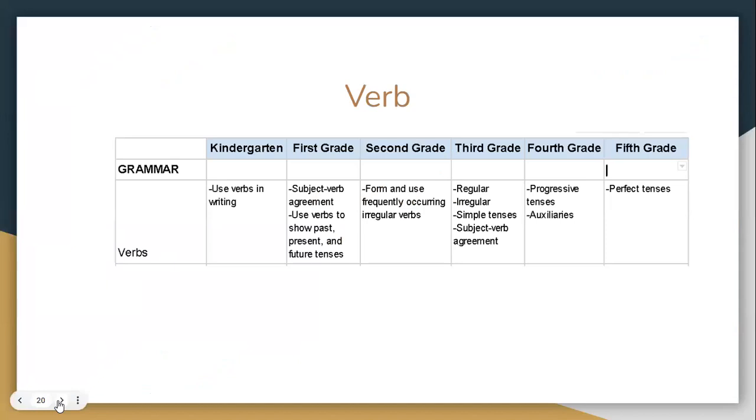On the screen, you will see what verbs look like from kindergarten to fifth grade. One of the things that you'll notice is that we continue to use subject-verb agreement. We also continue to look at past, present, and future verb tenses. And then in fourth grade and fifth grade, we're working with progressive tenses, auxiliaries, and perfect tenses. And we'll look at those in just a moment. Also notice that in second grade and third grade, we're working with regular and irregular verb forms. And we'll talk about that as we go through this presentation.